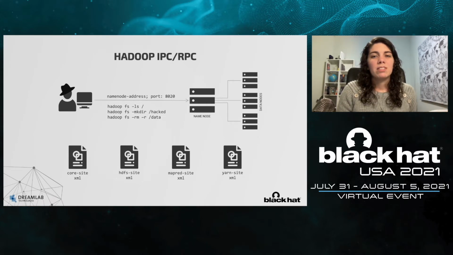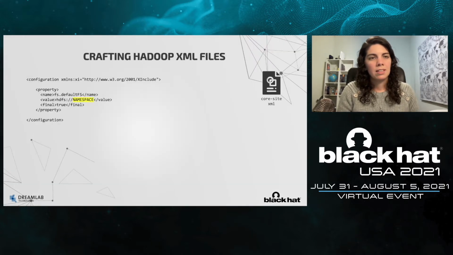Well, part of this research was to find, among those dozens of configurations, which ones are 100% required and how we can get them remotely from the information that Hadoop itself discloses by default. So I will explain how we can manually craft these files one by one. Let's start with the core-site.xml file.